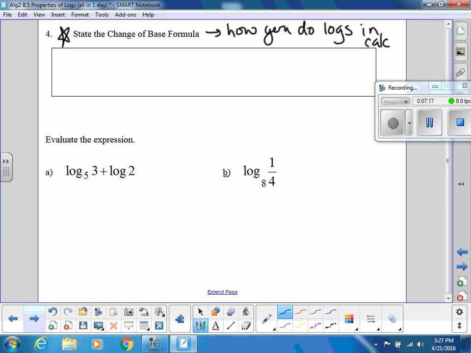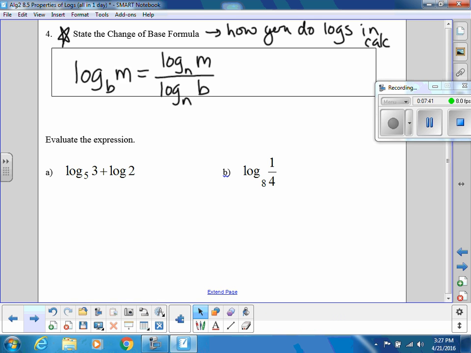Okay, so change of base says this. If I have log base b of m, that can be log base, whatever base you want it to be, a new base, log base n of m over log base n of b. So here's the difference. n is a new base. You get to pick whatever base that is. m is in the numerator and b is in the denominator, right? So m goes here, the base is in the bottom.